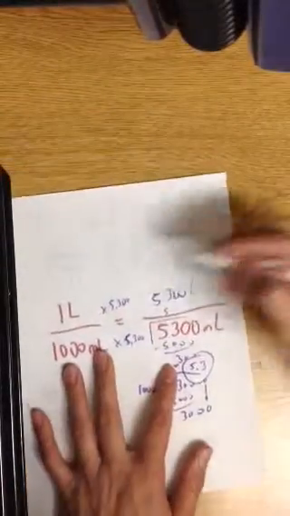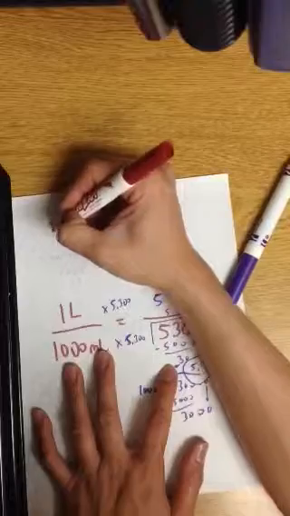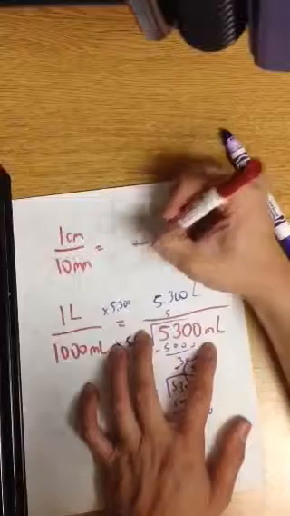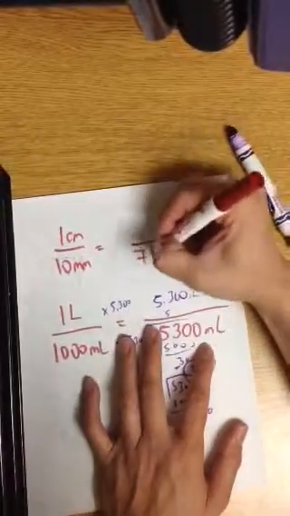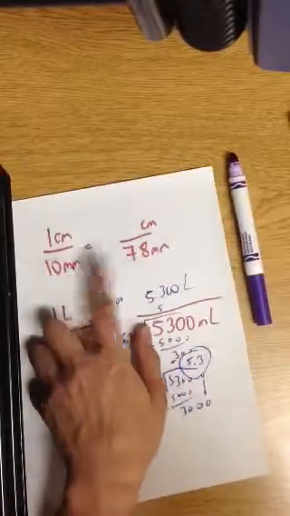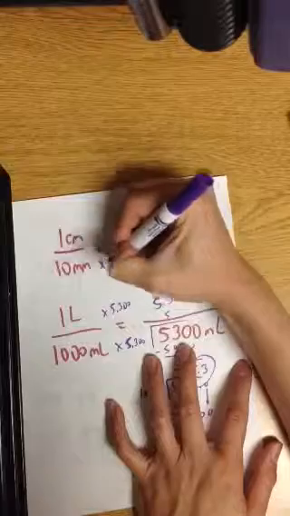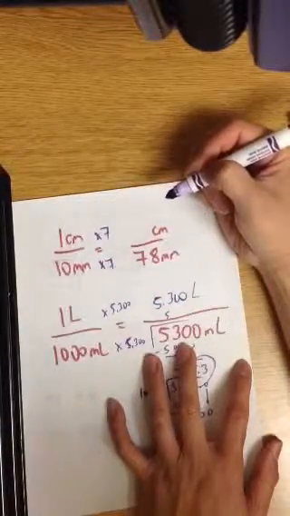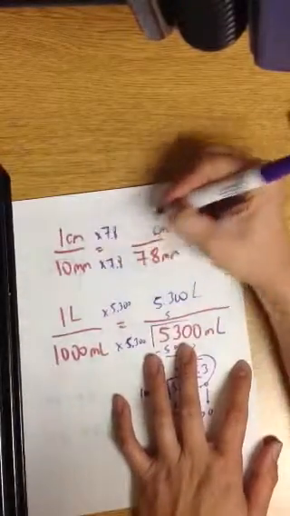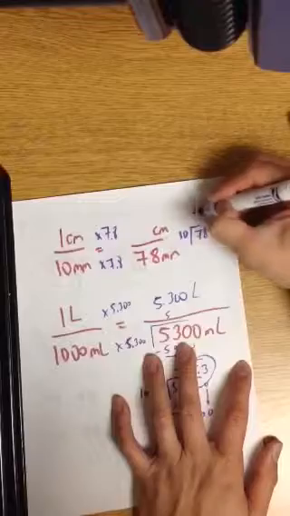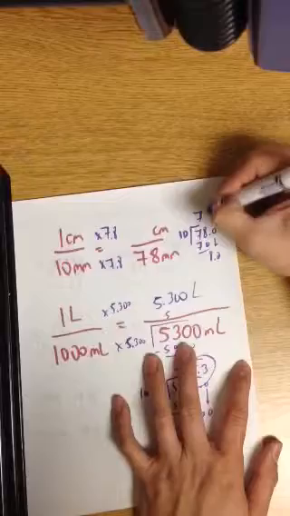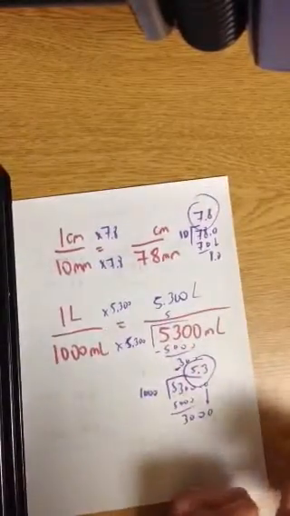Let's try another one if that was a little confusing to you. 1 centimeter is the same thing as 10 millimeters. Imagine someone measures something and it's 78 millimeters. How many centimeters long is that? So can 10 go into 78? 7 times. That's 70. There's a remainder of 8. It's in the tenths place, so 7 and 8 tenths. Let's divide it out if you don't trust me. 7 times. The remainder is 8. Add a decimal 0, bring it down. It goes in 8 times. 7 and 8 tenths.